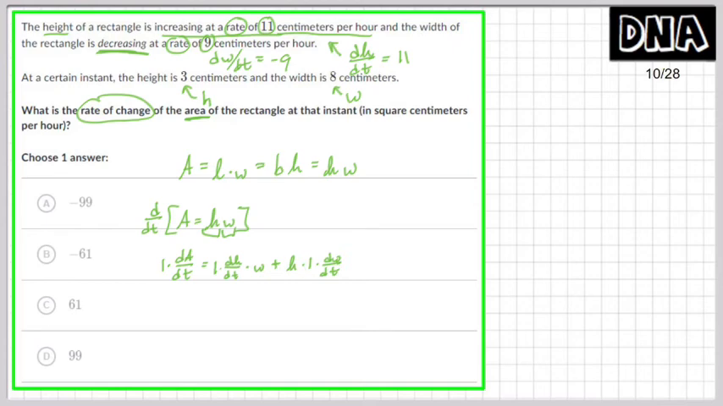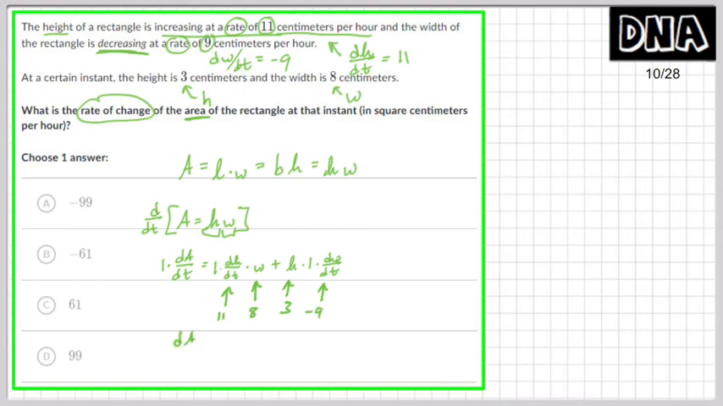Okay, now, this is actually what we're looking for. We're looking for dA dt, and it's right there. So we have to find all these other numbers. We have to know what dh dt is. We have to know what w is. We have to know what h is, and dw dt. Do we have those numbers? What is dh dt? 11. What is w? 8. What is h? It's 3. You guys see it, right? You see the h right here? What is dw dt? Negative 9.